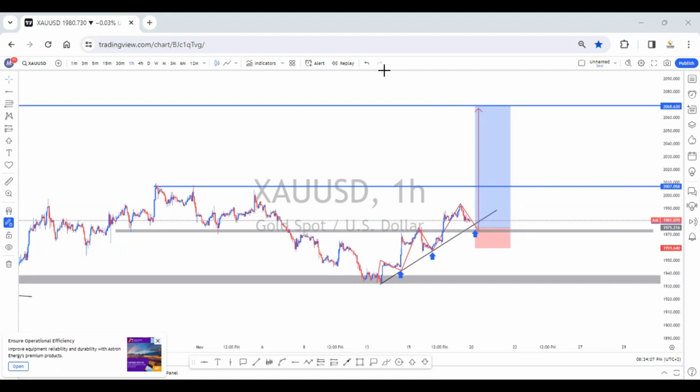So I'm trading German 30 at 10 o'clock. It's a breakfast, that one.